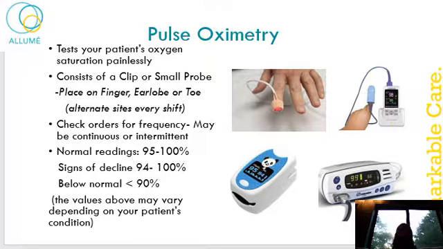Normal readings are 95 to 100%. Signs of decline are 94 to 100%. Below normal is 90%. And what I need everybody to do is to make sure that you're reading your plan of care and you know the parameters for your specific patient, because what's normal for one patient and what their diagnoses are may not be the same for another patient. The values I gave you on this slide are pretty much the average of what we're looking for in patients.